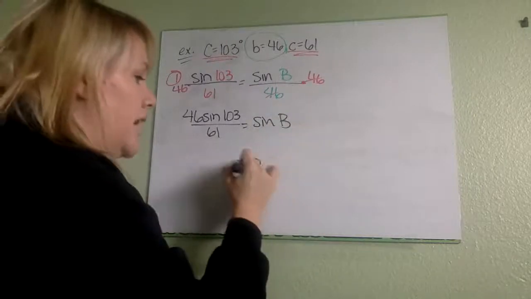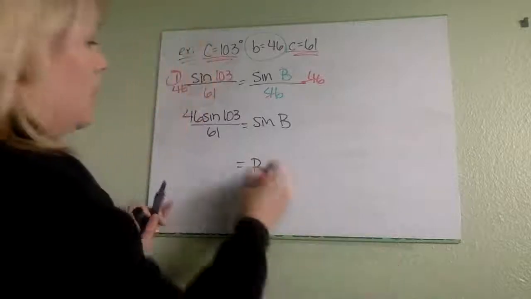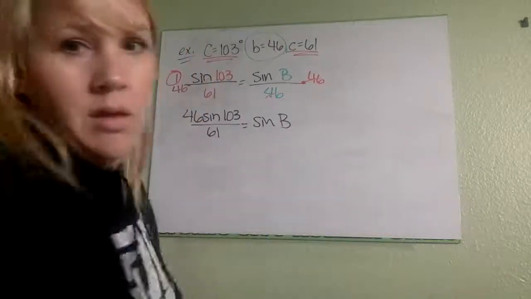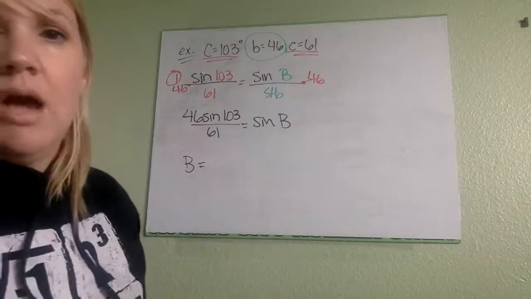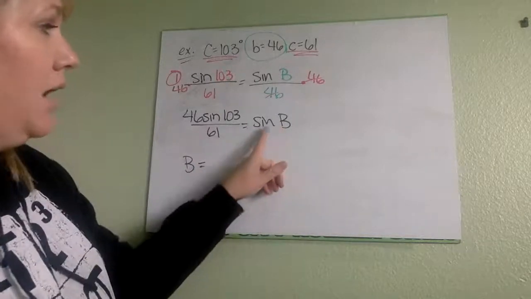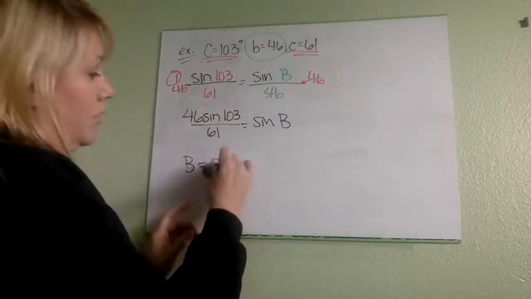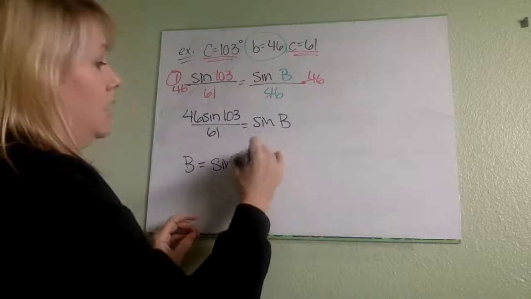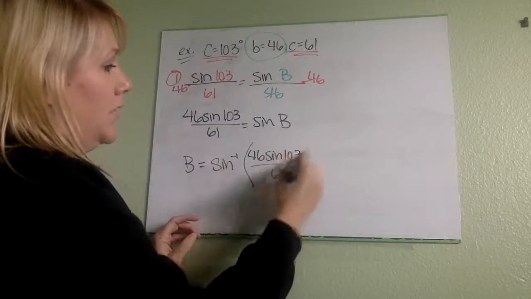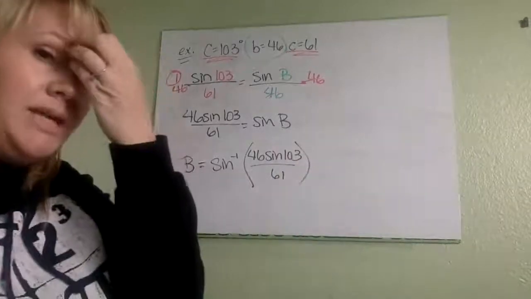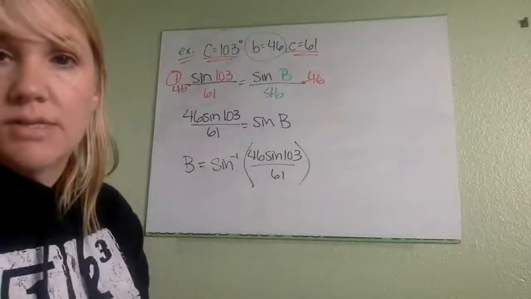Now, I don't need the sine of angle B, I need angle B. So how do I find angle B? To find angle B, if the sine of angle B is equal to this ratio, then B would equal the inverse sine of that ratio, like so. And again, that's just a calculator problem. You're just going to type that into your calculator just the way that it looks.